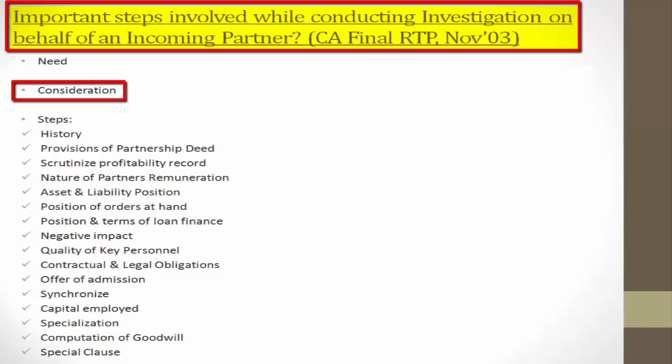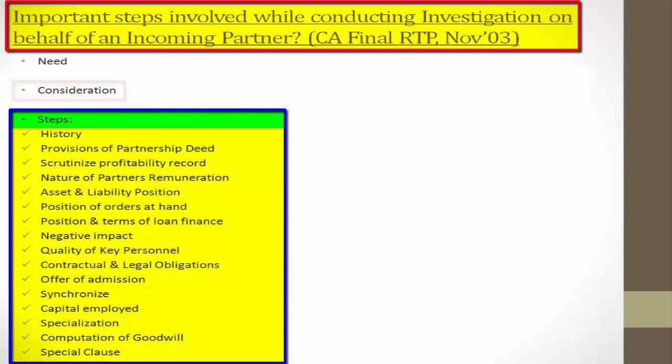So now what should be the steps? Let's understand. This is the major question under consideration over here. What are the important steps involved while conducting the investigation on behalf of the incoming partner? Step number one, history. Ascertain the history of inception and the growth of the firm. First thing comes first. What is the history of that firm that the incoming partner is going to join? Number two, study the different provisions of their partnership deed.